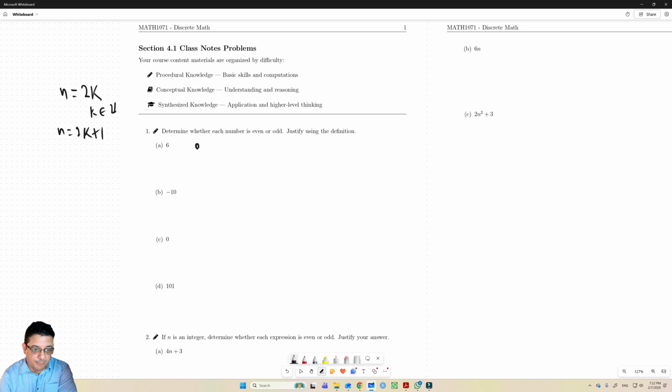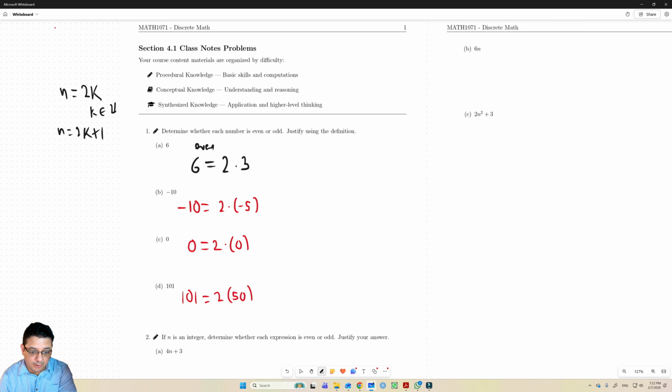6 is an even number, and it is because I can write it as 2 times 3. Minus 10 is going to be even, and I can write it as 2 times minus 5. 0 is also even because I can write it as 2 times 0. Now 101 is clearly going to be odd. I can write it as 2 times 50 plus 1. Okay?